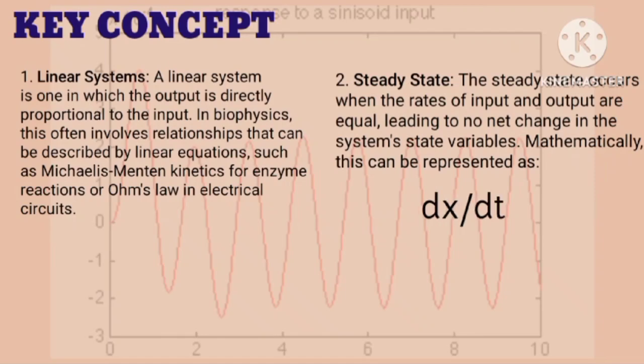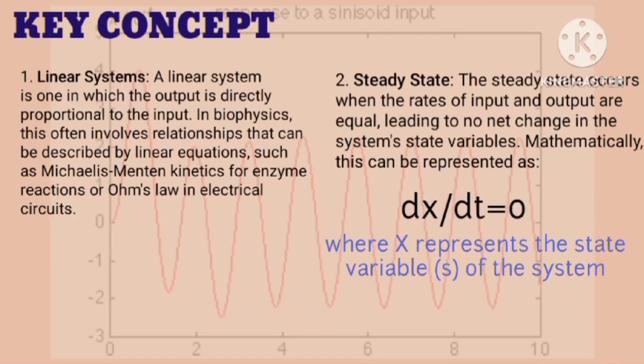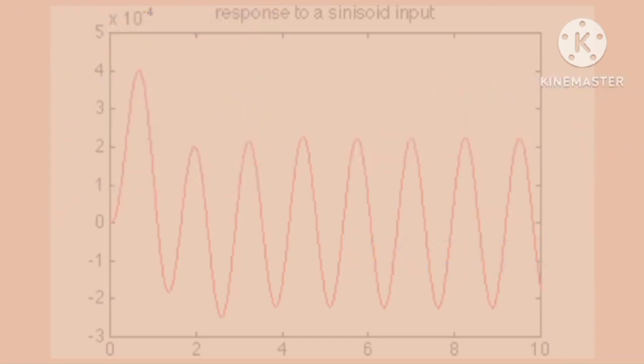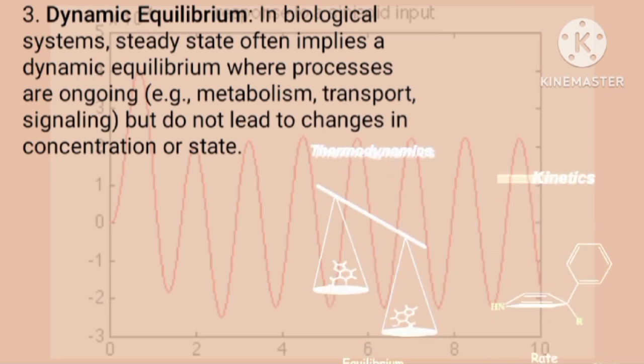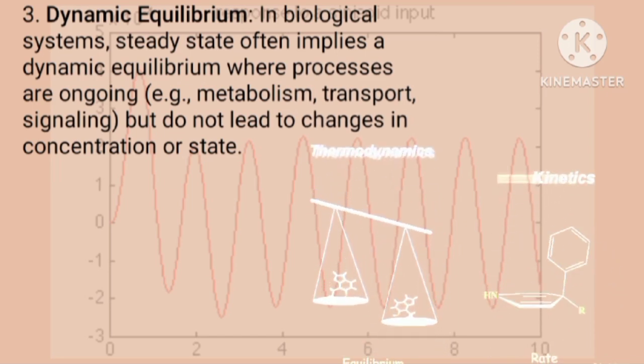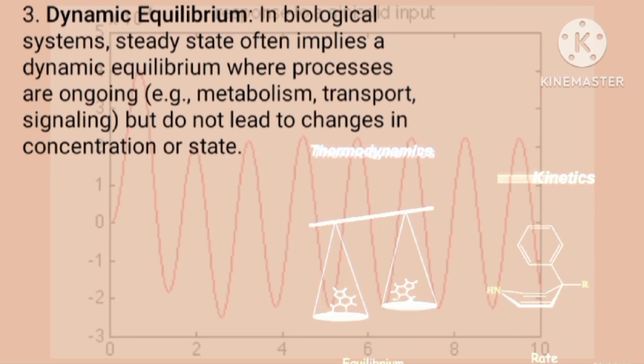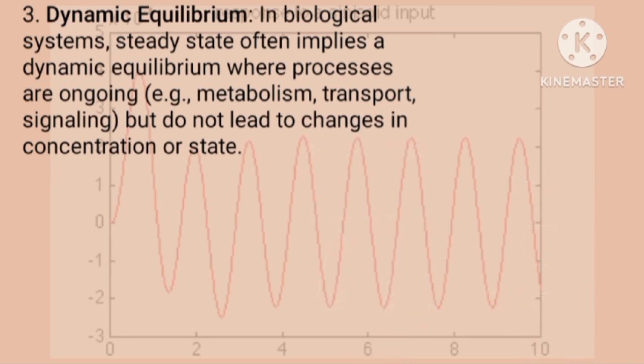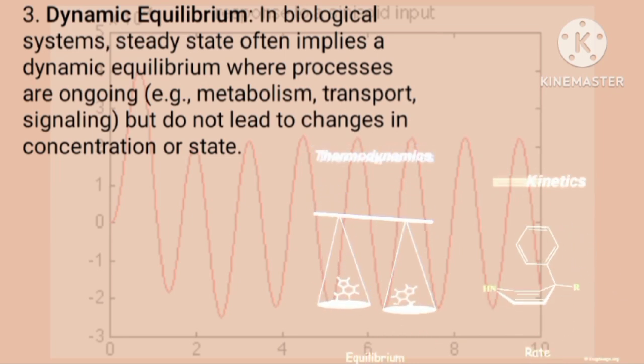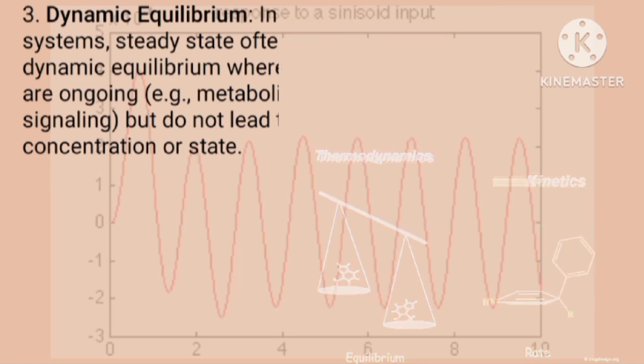So in key concepts, we can see linear system and steady state, and there is also dynamic equilibrium and all other things. First, we'll see linear system and steady state. You can see the equation of steady state, that is dx/dt equals 0, where x represents the state variables of the system. Talking about the dynamic equilibrium, in biological systems, steady state often implies a dynamic equilibrium in which processes are ongoing. Examples: metabolism, transport, and signaling, but they do not lead to any changes in concentration or state.